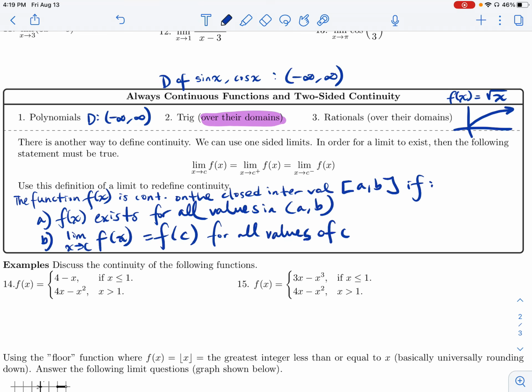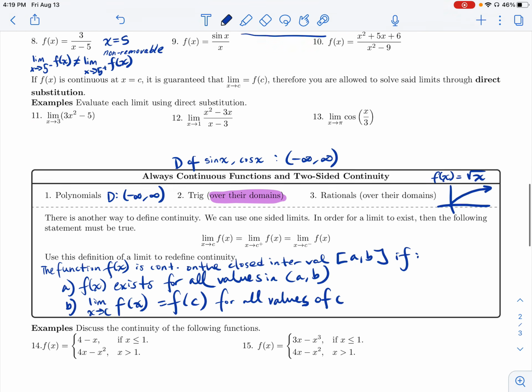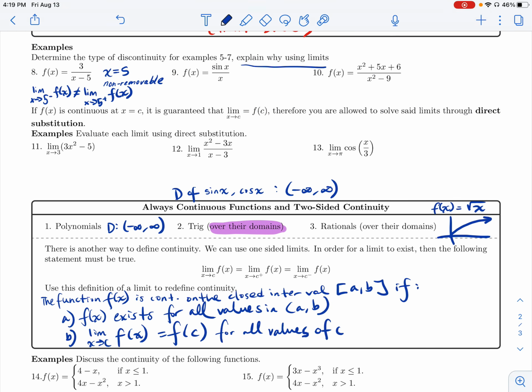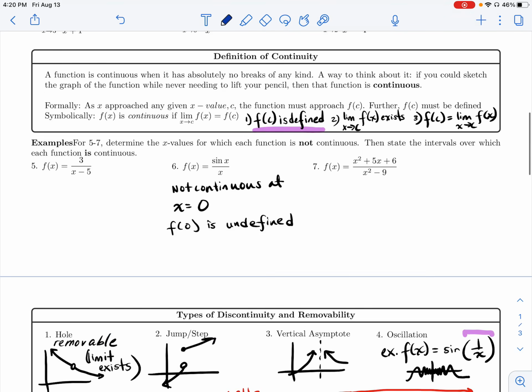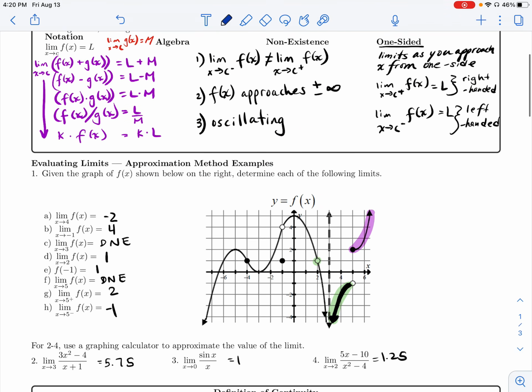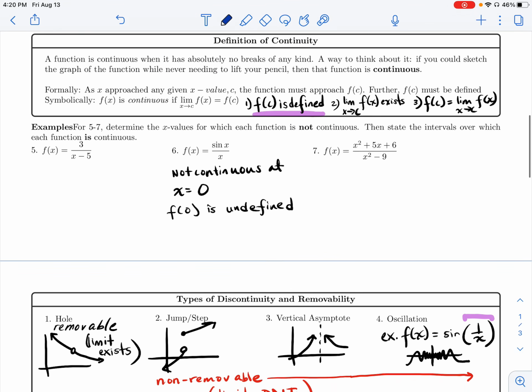Well, I know it was a bit of a lengthy lesson, but hopefully we're now getting back into remembering and understanding what a limit is, when a limit does exist, and how we can use that definition of a limit to define our sense of continuity.